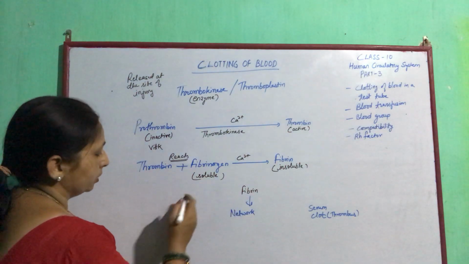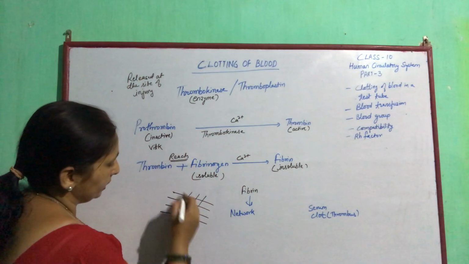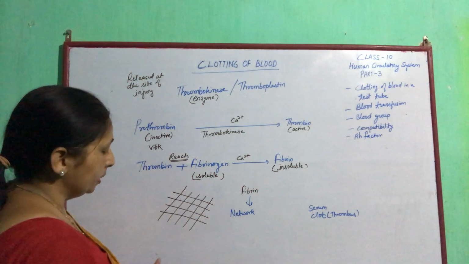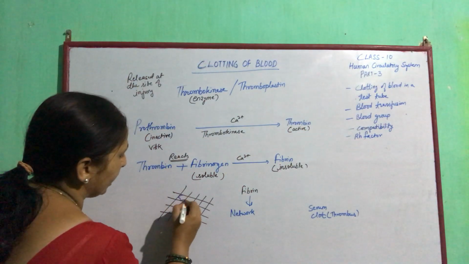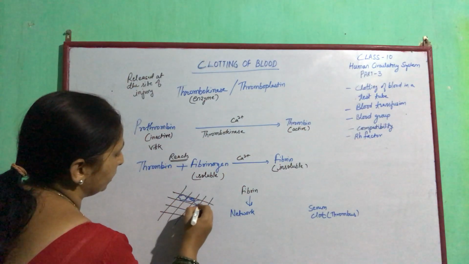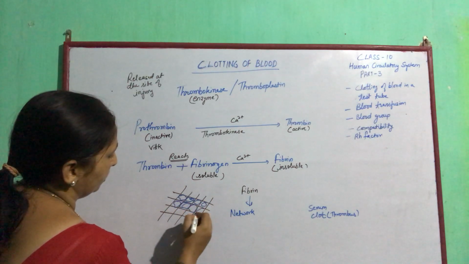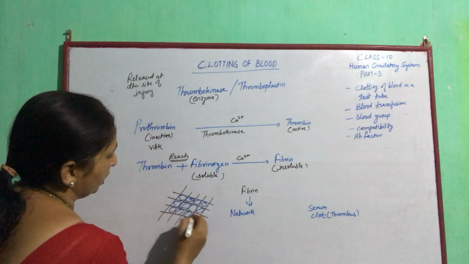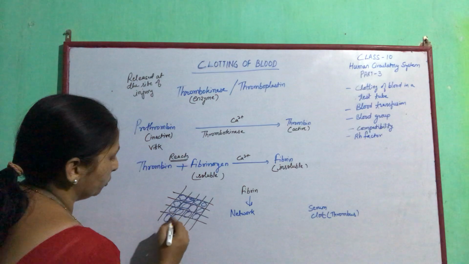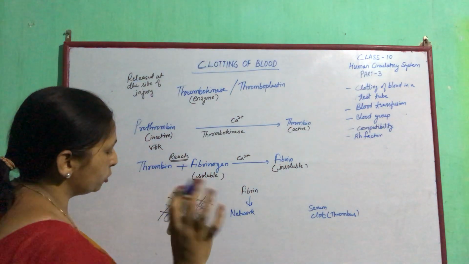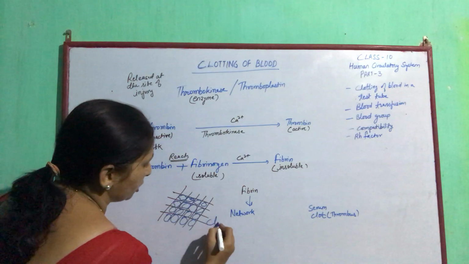Fibrin forms a network or a mesh. The blood cells get trapped in this mesh or network, which gives a red mass or red appearance to the wound, and that appearance is termed a clot.